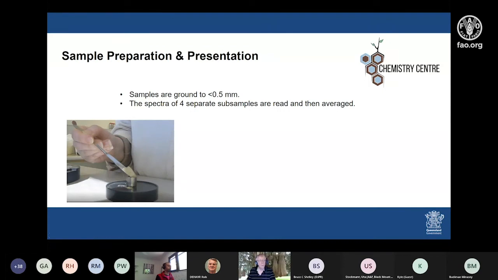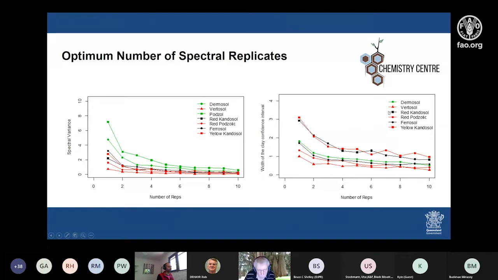For MIR prediction, the samples are ground to less than 0.5 millimeter. And then we take the spectra of four separate subsamples and then average those. How did we decide on four replicates? Well, we looked at the spectral variability for increasing number of reps. And these are the plots for a number of soil types. You can see that at about four reps, the spectral variability starts to stabilize.